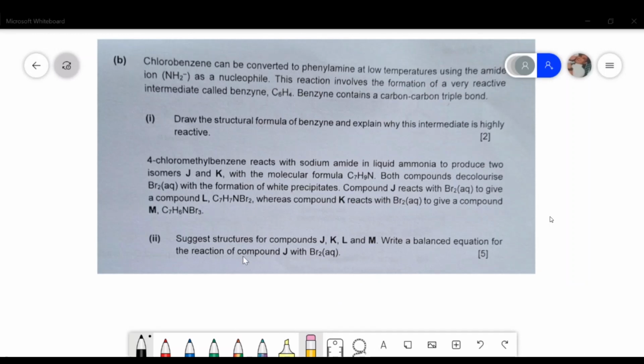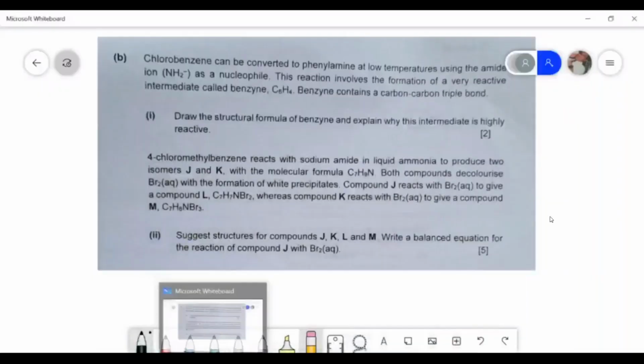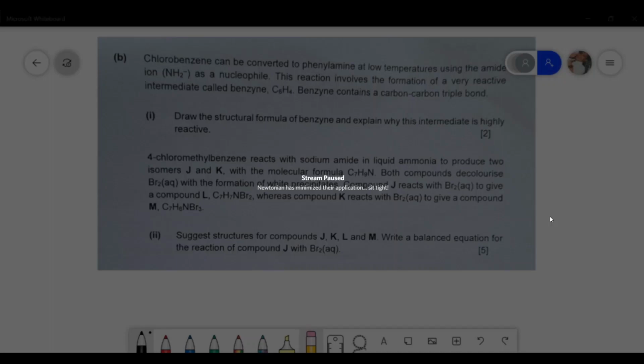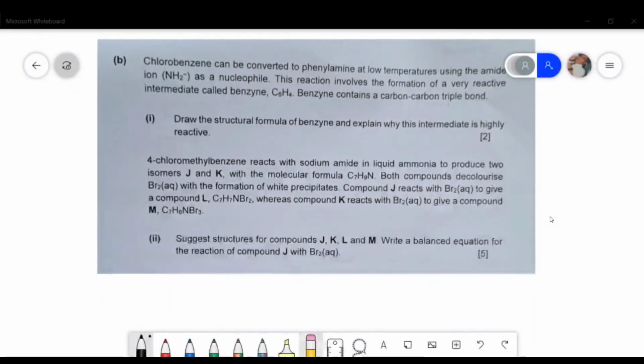It's really difficult. Does anyone have any idea about how to proceed with this question, especially for part B part two? It's a bit difficult, or rather, it's very difficult. But let's see what you guys would do. Curious.